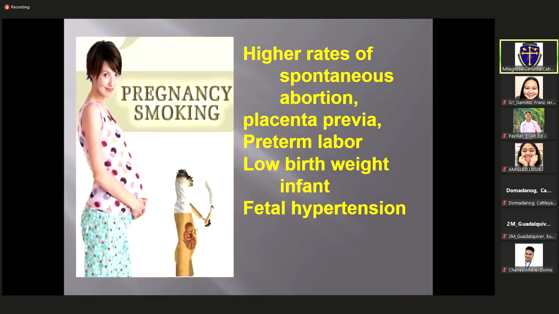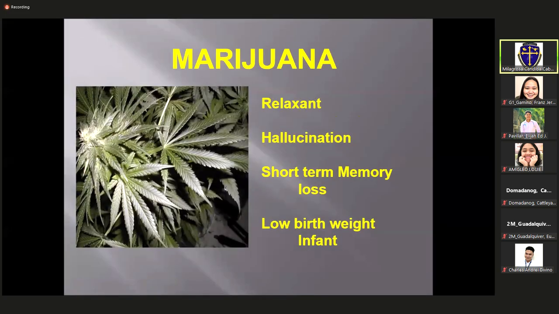So, smoking during pregnancy, no? Higher rates of spontaneous abortion, placenta previa can happen. So, mahina po yung kapit ng placenta or low-lying po yung placenta natin. Then, preterm labor, low birth weight sa infant, and fetal hypertension. Low birth weight, syempre, kung limited ang supply, paano ka mag-grow? Okay?